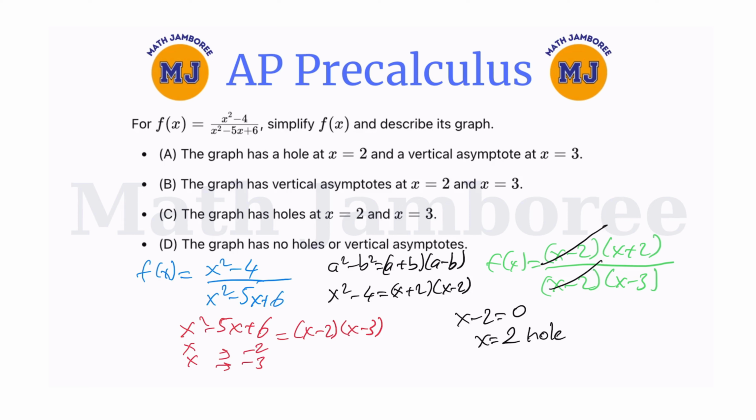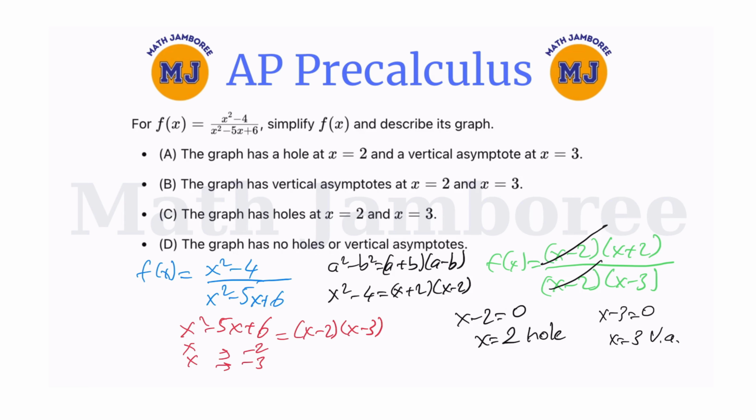But about the vertical asymptote. Vertical asymptote is all about the denominator, and it shouldn't be canceled by the numerator. x minus 3 equals 0 and x equals 3. This is our vertical asymptote.